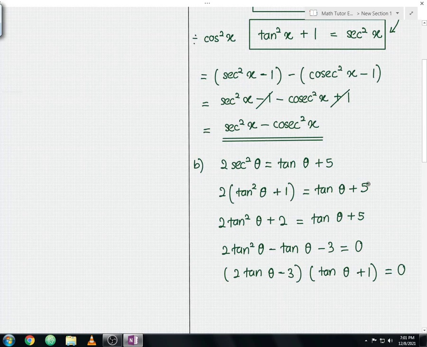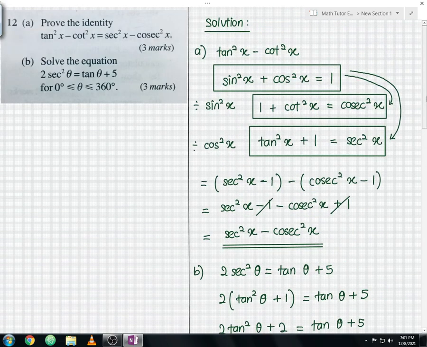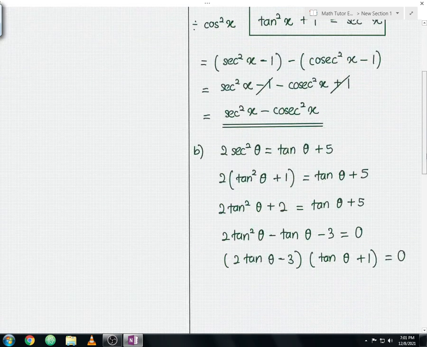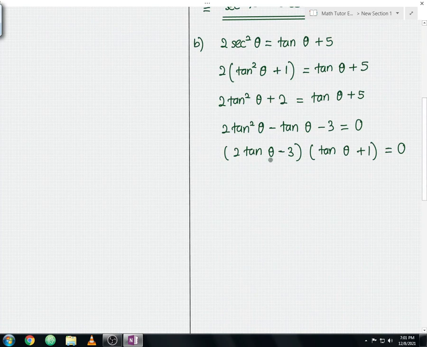Up until this step it is very simple, guys. But from this step onwards you need to be very careful. Why am I saying so? You need to keep an eye on the range, guys. Remember that they give the range from 0 degree up to 360 degree. That means your final answer must fulfill this range. So from here we're going to split this into two separate workings, and at the end they will combine into one single solution.